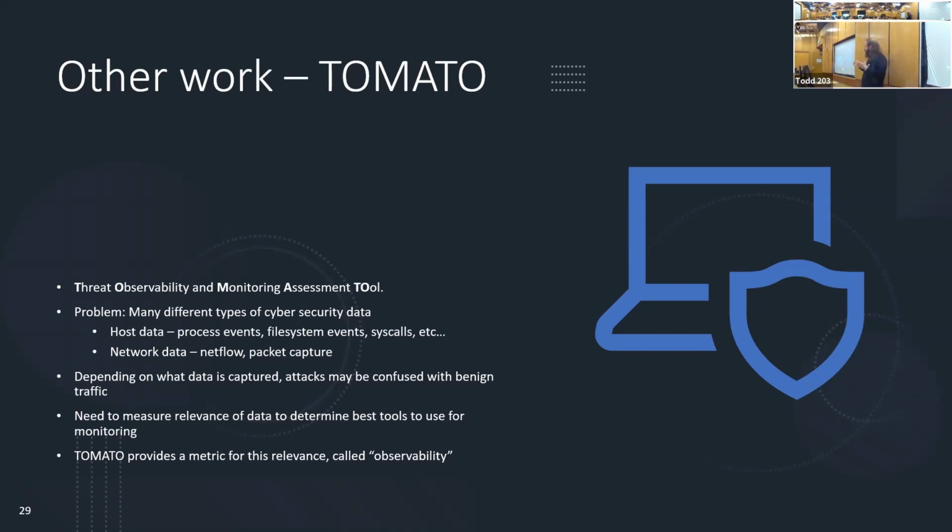And what it does, in effect, is it considers all of the benign traffic going on some host or some network. And it says, what is the likelihood that a cyber attack is going to be mistaken for our benign traffic? And would we be able to find it at all using this particular method of collecting information? So that's Tomato. That's something I've been working on with a few undergrads here.